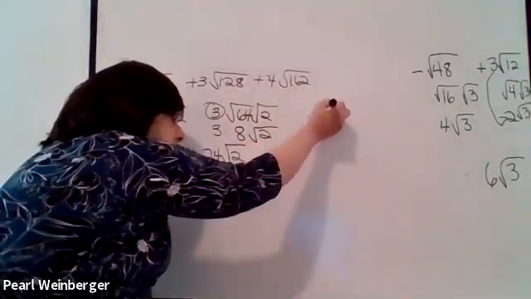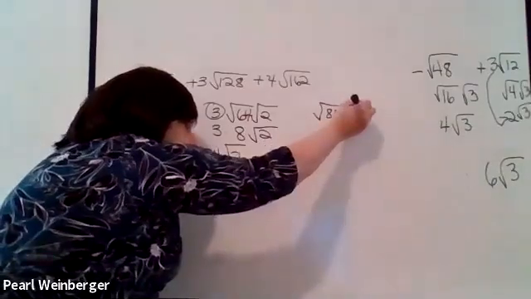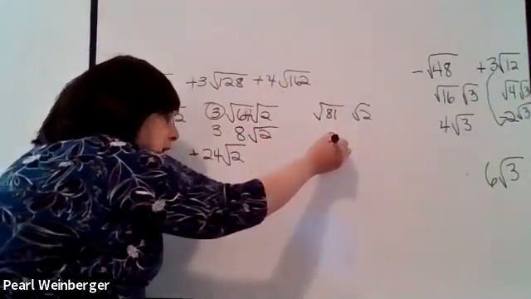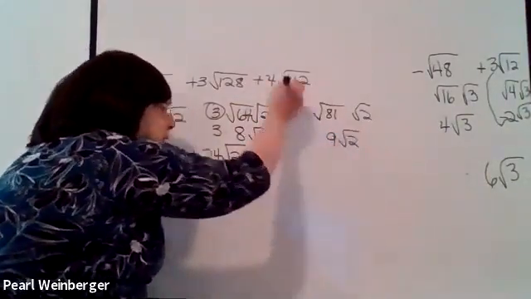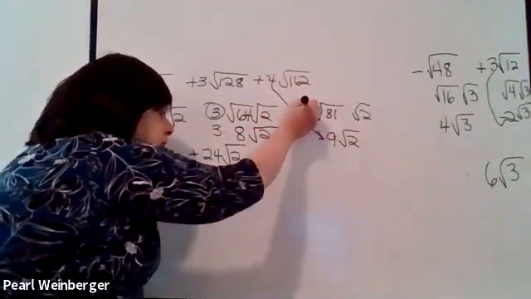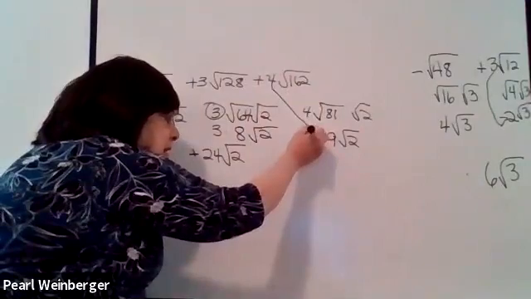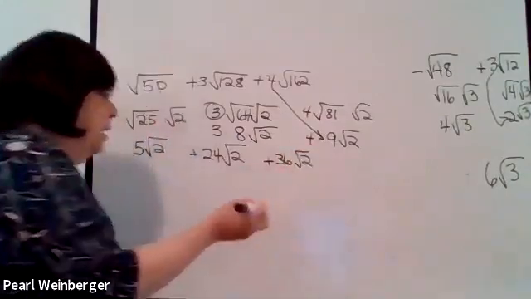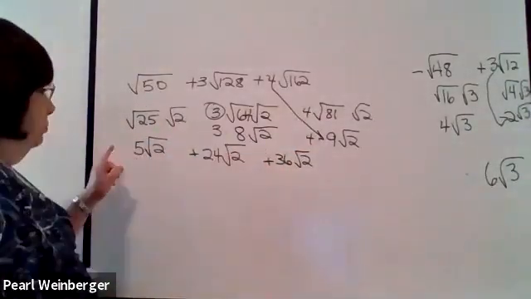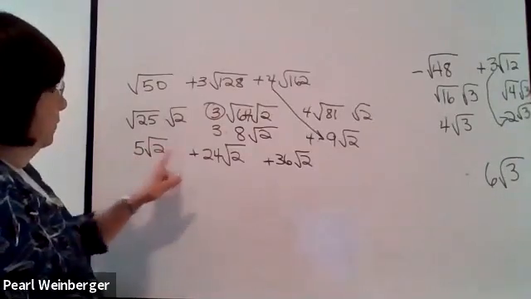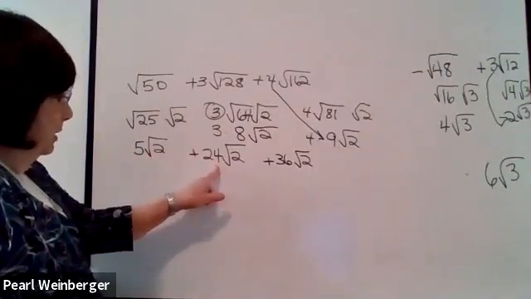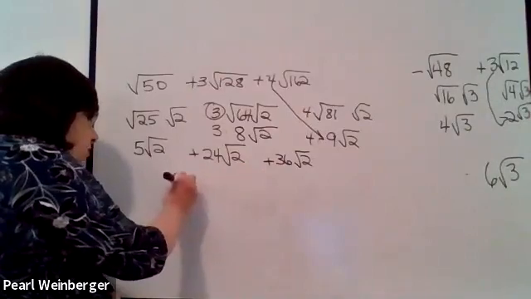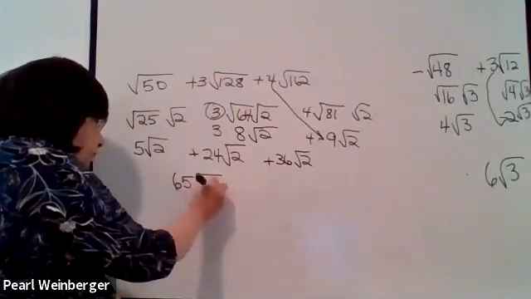And you're right, this becomes 81 and 2 because 2 times 81 is 162. And the square root of 81 is 9. So this is 9 radical 2 that I'm going to have to multiply by this 4. The 4 times the 9 will give you 36 radical 2. And now we see that they are all like radicals. So I just add the numbers in the front. 5 and 24 happens to be 29. 29 and 36 is 65. So my answer becomes 65 radical 2.